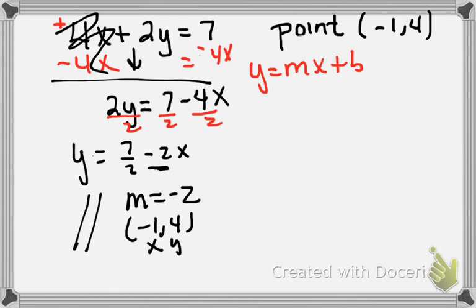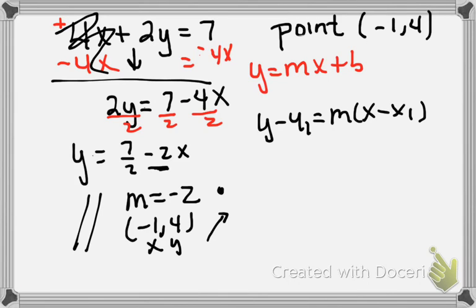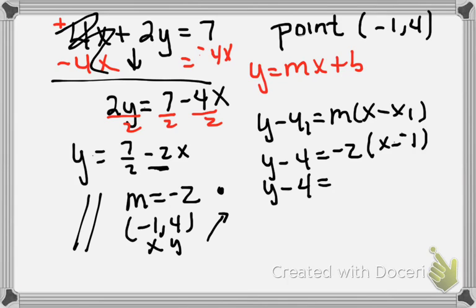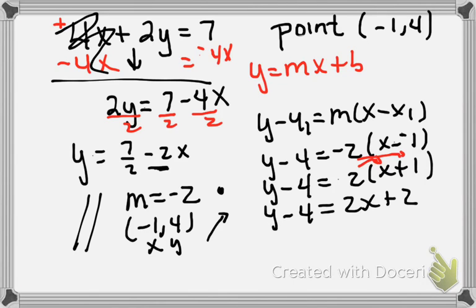I'm going to use the point-slope form because I have a point and I have the slope. I'm going to use this form, y minus y1 equals m times x minus x1, and I'm going to plug these in. So y1 is 4, my slope is -2, my x is -1, and it's being subtracted. Alright, so clean it up a little bit. There it is. Now I distribute the -2 to everything on the inside, and so I get y minus 4 equals -2x minus 2.